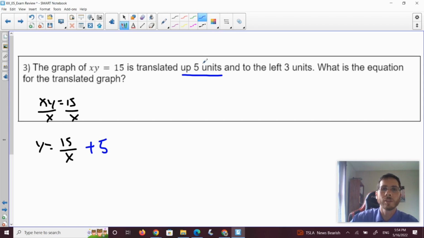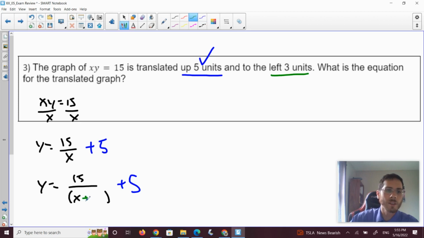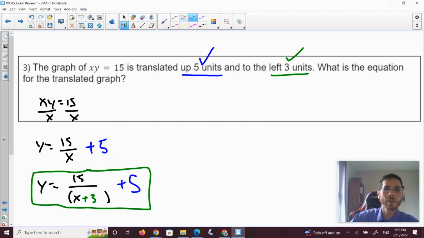Okay, that seems easy. Then I also need to do left 3. So that means I need to be in here with the x. So y equals 15 over x plus 5 is still fine at the end. But if I want to go to the left 3, that means I need to add 3. And then that's in, and I don't really have anything else. So that's it. That's my final equation.